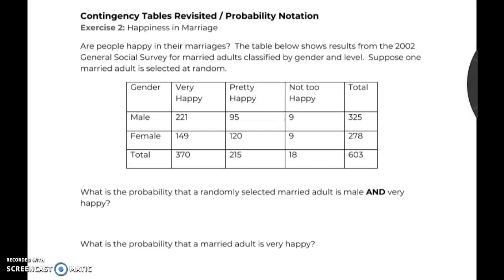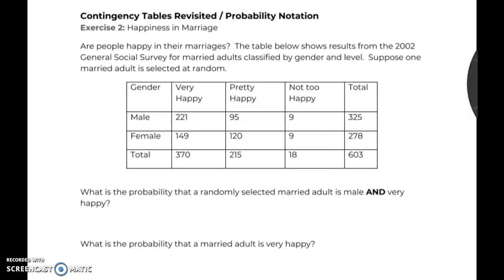So the question that was asked over here: are people happy in their marriage? You can see the results over here from a survey in 2002. And we can see the gender is one of the variables, and the happiness is the other variable. So the gender is displayed in the rows, and the happiness is in the columns over here. So what is the probability that a randomly selected married adult is male and very happy?